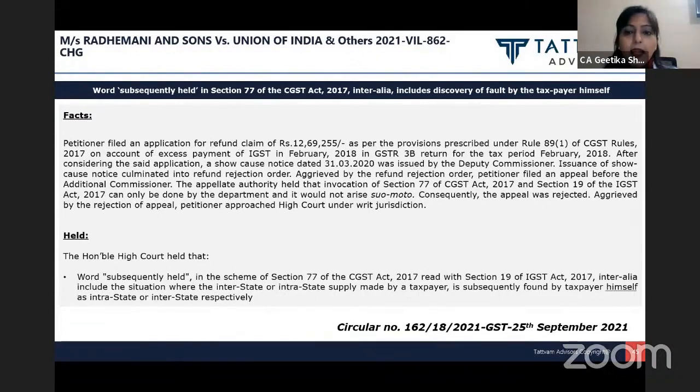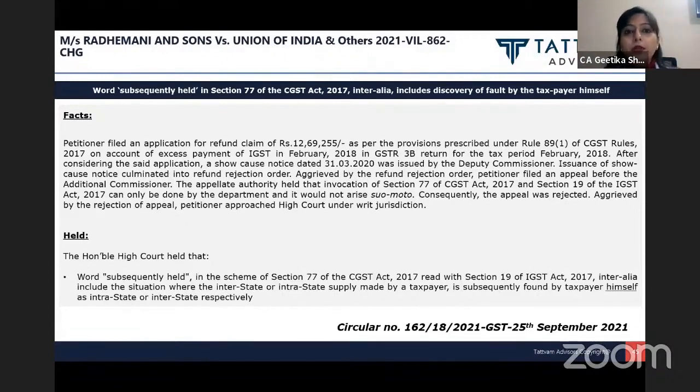They should not be denied. And following the circular, Chhattisgarh High Court has given a favorable judgment. So wherever any of your cases are pending, or wherever people have paid anything incorrectly and you're not able to adjust it, because an ideal scenario would be, instead of going into the refund, if you can adjust that excess tax that you have paid, a very favorable situation for any taxpayer.